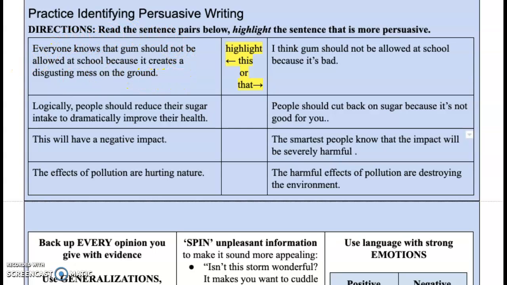Everyone knows that gum should not be allowed at school because it creates a disgusting mess on the ground. And then we'll look at the second sentence. I think gum should not be allowed at school because it's bad. So I would consider the first sentence more persuasive, so I'm going to highlight this sentence. Some of the techniques that were used to make it more persuasive were saying everyone knows versus saying I think, which doesn't sound very definite. Plus, it says it should not be allowed because it creates a disgusting mess. That gives you a visual and adds some emotion to it versus just it's bad.